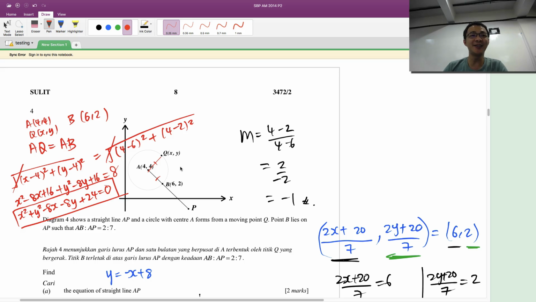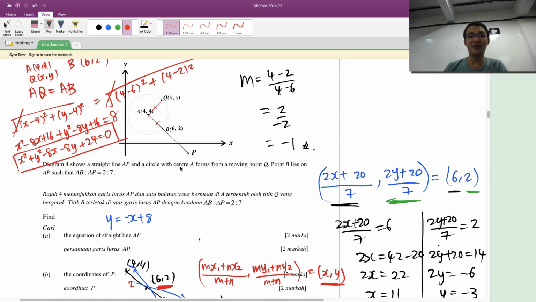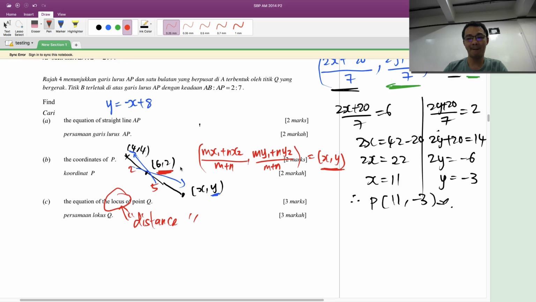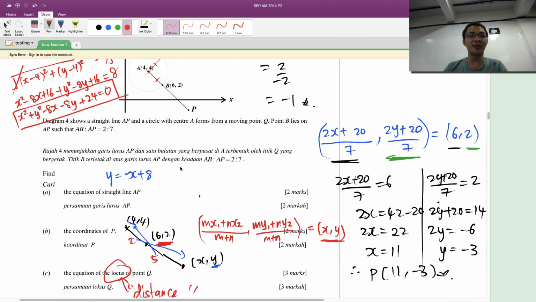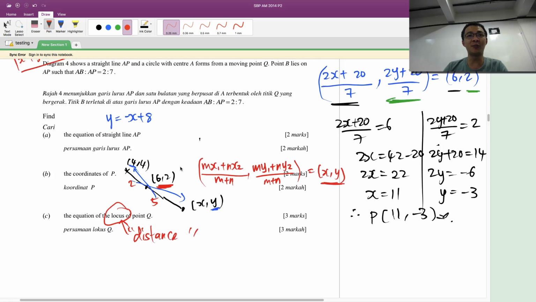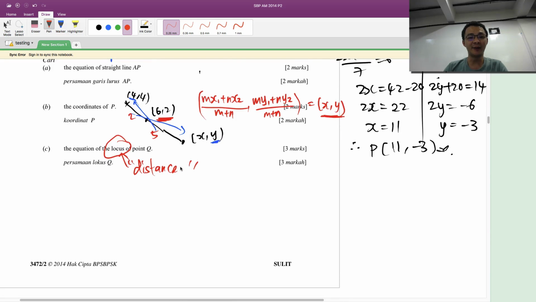Anything you want to ask me? Actually, we finished number 4. It's everything about geometric coordinates. If no problem, then we'll move on.